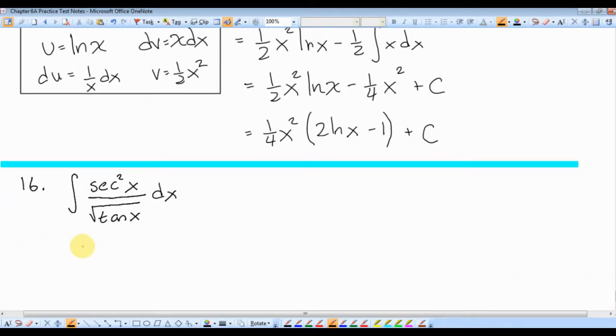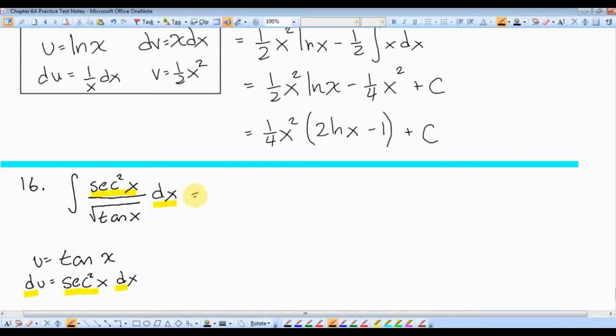Okay. Can I simplify? Is this a U substitution? U is tan x. I don't know how you decide what it is, but it's in the radical. du equals secant squared x dx. Then you plug it in. So secant squared x dx changes into a du.